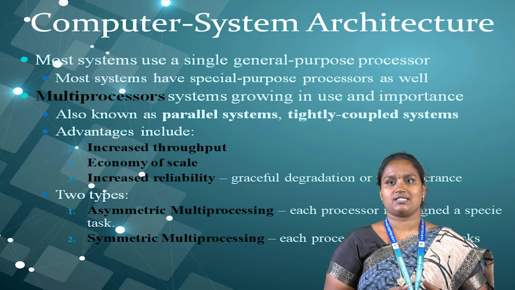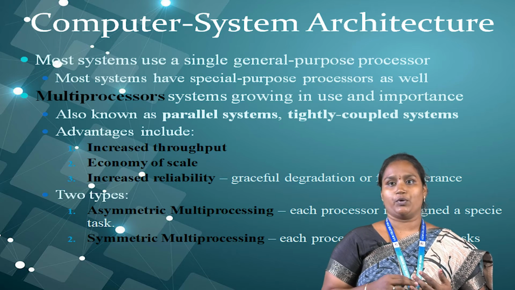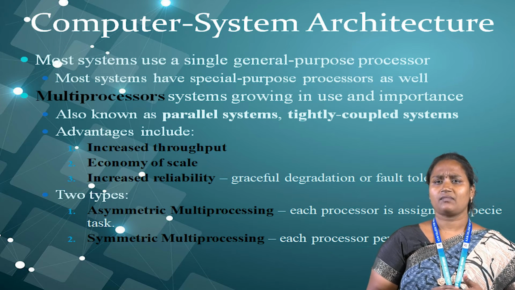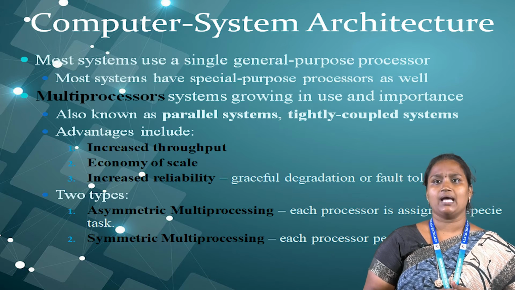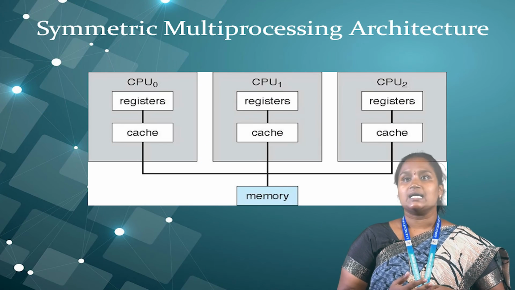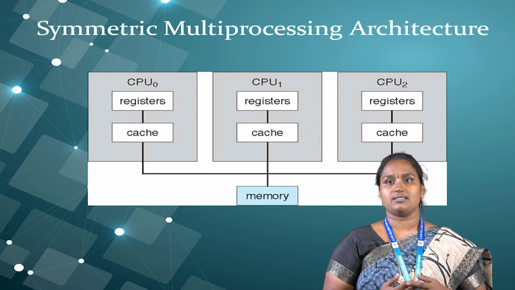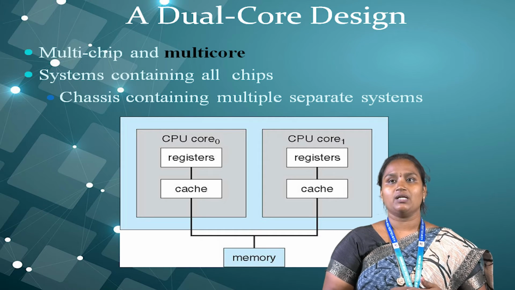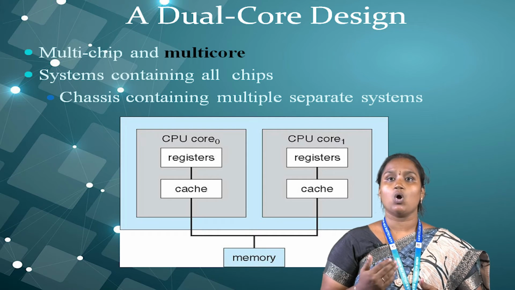Advantages of this computer system architecture: increased throughput, economy of scale, and increased reliability. There are two types of multiprocessing. Symmetric multiprocessing: each processor performs all the tasks. Asymmetric multiprocessing: each processor is assigned a specific task. An asymmetric multiprocessing architecture is given. A dual-core design, multi-chip and multi-core. The system contains all the chips.